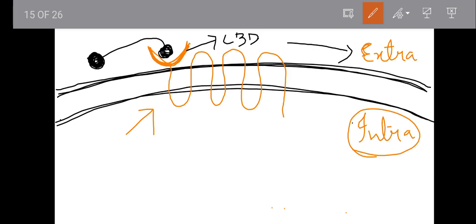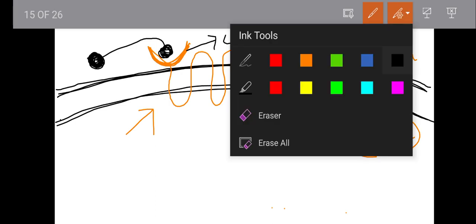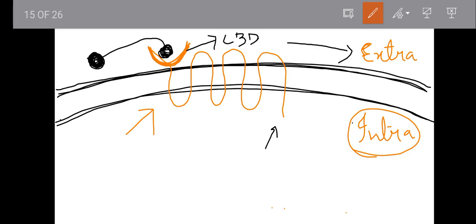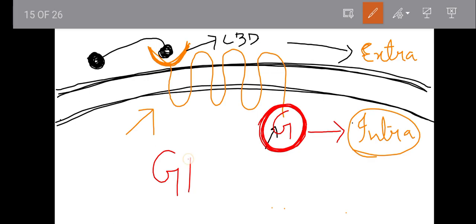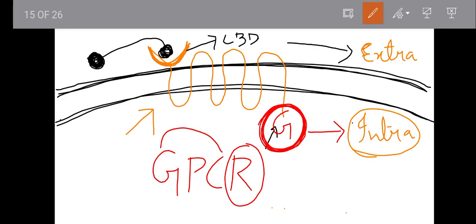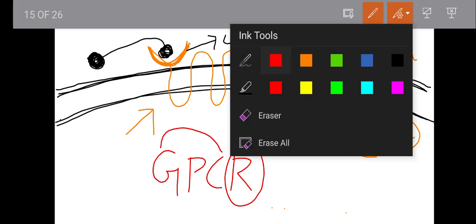Moving to the intracellular structure, I want to see what is attached to this particular receptor intracellularly. What I can see intracellularly is that there is a G protein attached to it. There is a protein which is named G. So the G protein is attached to this receptor intracellularly. That is the reason it is called a G protein coupled receptor. It means this is the receptor which is coupled with G protein.